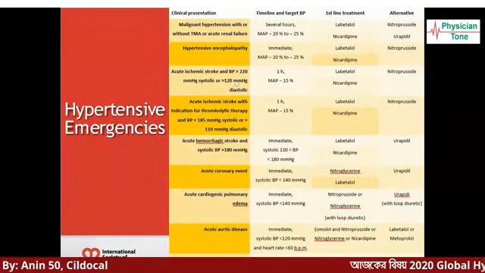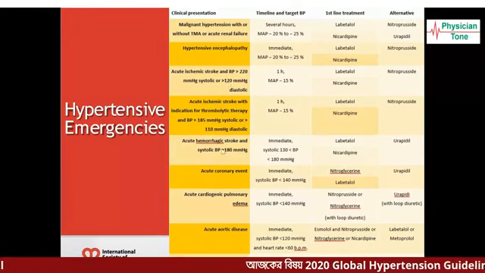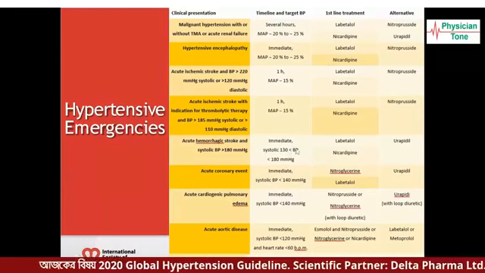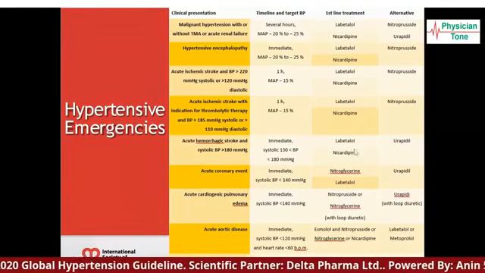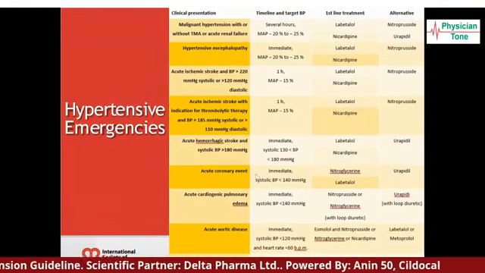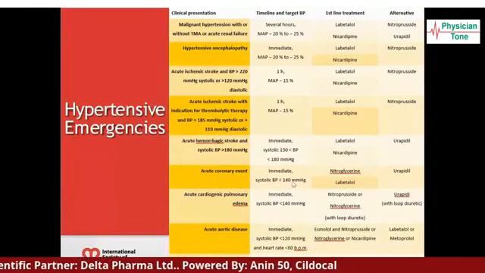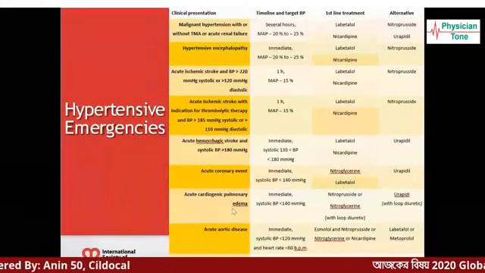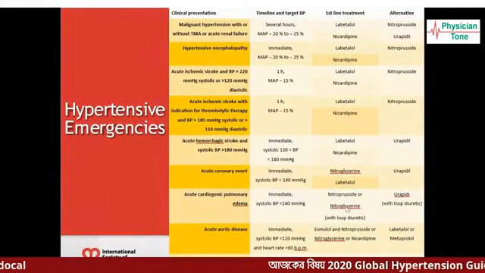mercury. But in hemorrhagic stroke, if systolic pressure is more than 180, we have to reduce the blood pressure using IV labetalol or nicardipine. In acute coronary syndrome, we have to keep the blood pressure less than 140. The drug of choice is nitroglycerin first, and labetalol. In acute pulmonary edema, the drug of choice is nitroglycerin, and blood pressure should be reduced to less than 140 millimeters of mercury.